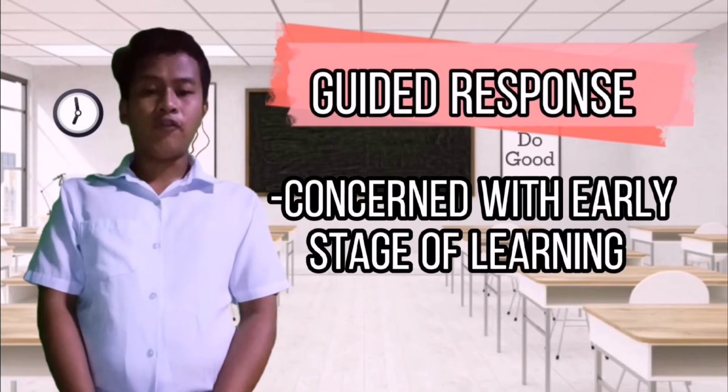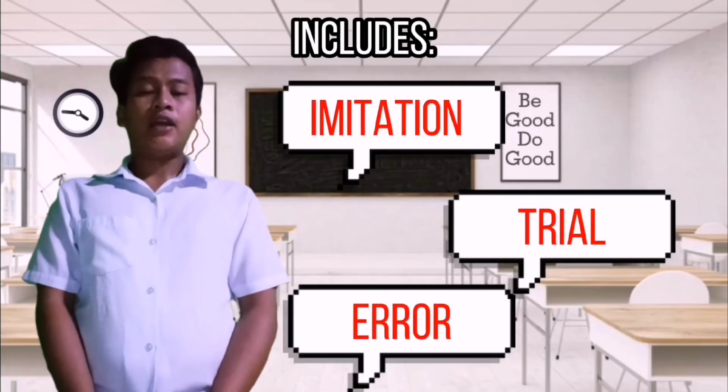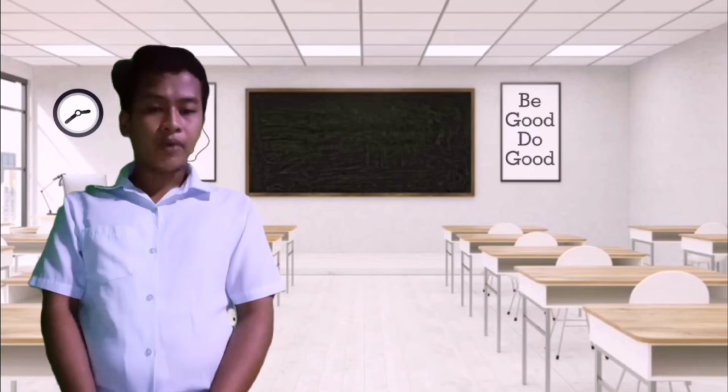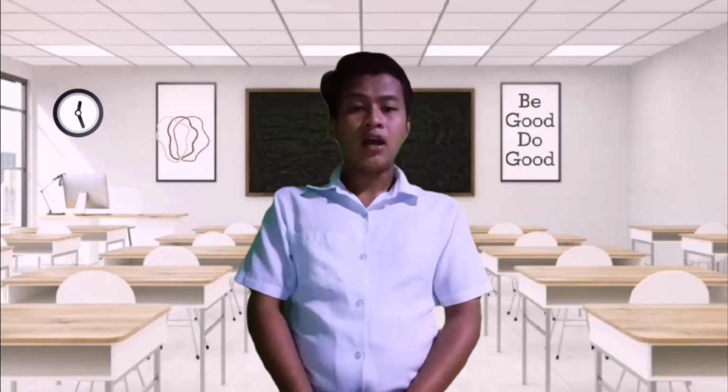Number 3, guided response. Concerned with the early stage of learning, a complex skill include imitation, trial and error. Imitate, follow, copy, install, repeat, and practice. Meaning, natututo tayo through guide of an expert.